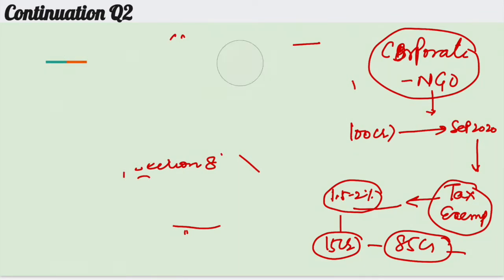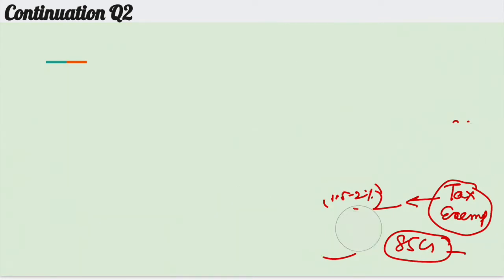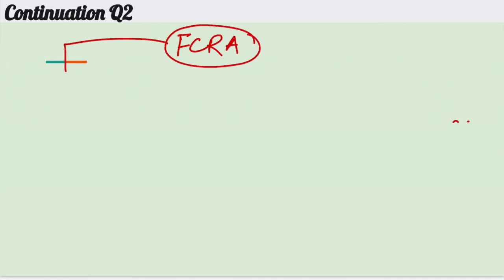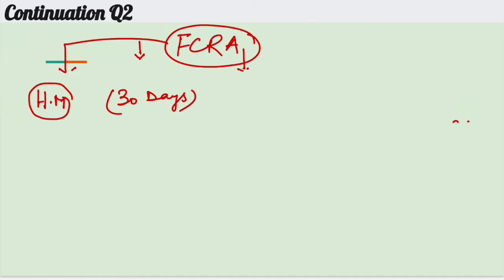Now the next part of our question is with respect to FCRA guidelines. So you must know what the recent FCRA guidelines are. The very first thing you should know with respect to FCRA is that all the NGOs who are receiving funds from foreign sources must be registered with the Home Ministry. Second, they must give the details of the funding which they are getting from the foreign source within 30 days.